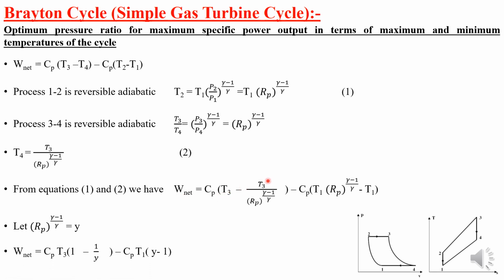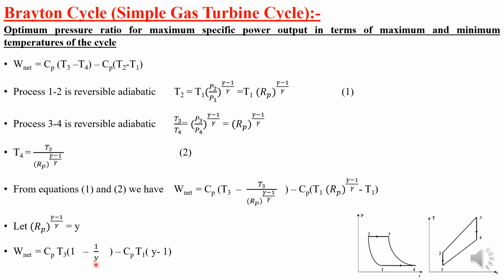T3 is common over here, so you can take it outside. So 1 minus 1 divided by y minus Cp. T1 you can take it outside, so y minus 1. So now you got W net will be like this. So once you got the W net like this, now we have to get the maximum power output.